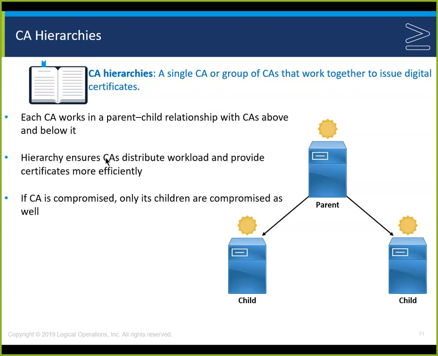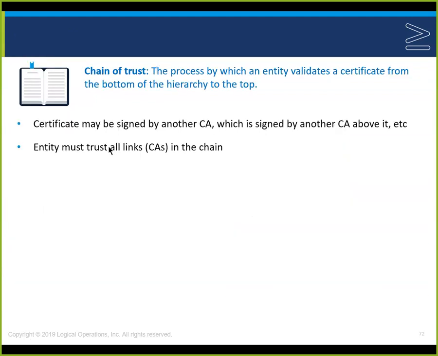If a CA is compromised, only its children are compromised. All of its children, only its children. Its children are compromised as well. The whole chain is going to be compromised. And again, the only one that I know of that's been compromised is out of business.